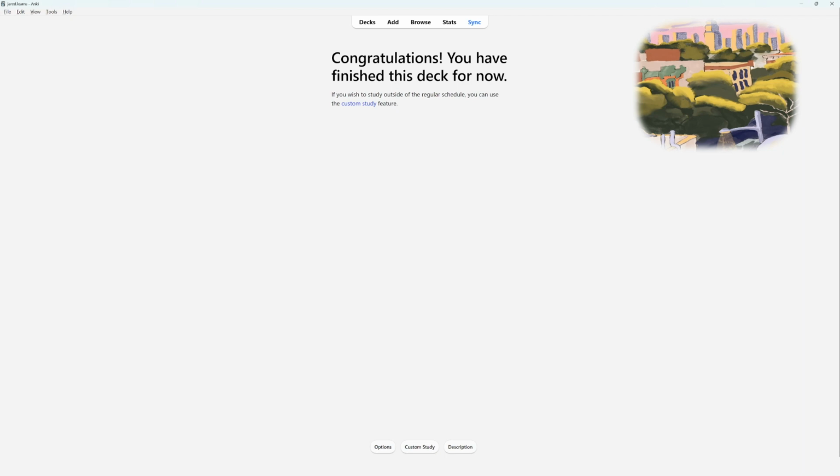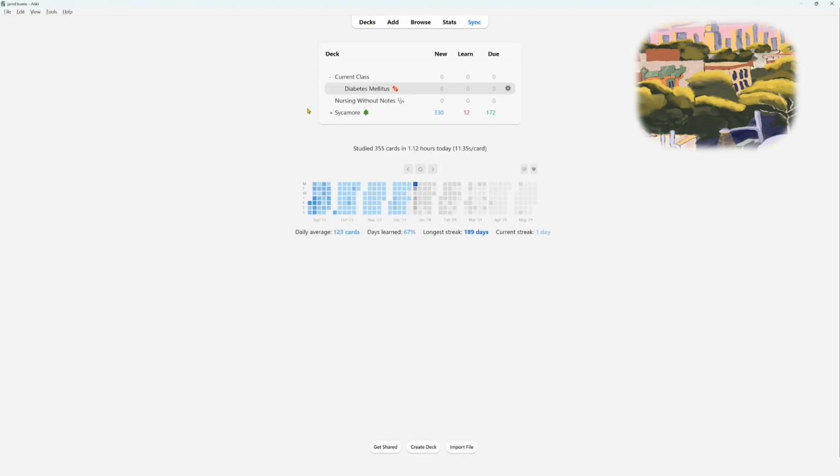Boom. All right. There we go. We did it. We got through our diabetes mellitus deck here on Anki. I'm going to hit sync. That's going to sync up our count, what we've done today. We can see that we just went through 355 cards, or the 169, I believe, but we did 355. We did that in an hour and 1.12 hours.